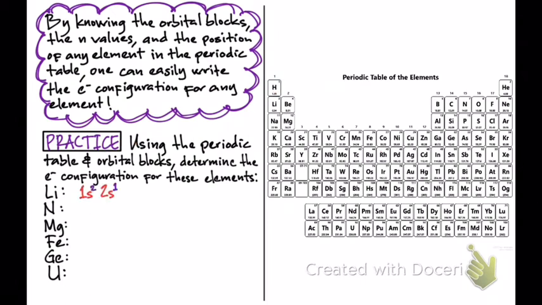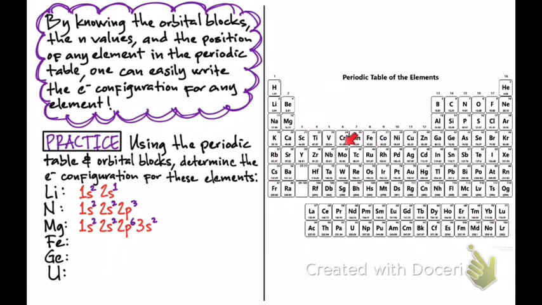All right, for nitrogen, we have nitrogen right over here, which is on the second row. So again, we're going to start off with 1s2, 2s2, 2p3 for nitrogen. For magnesium, magnesium is right over here on the third row in the S block. So we have 1s2, 2s2, 2p6, and 3s2 for magnesium.